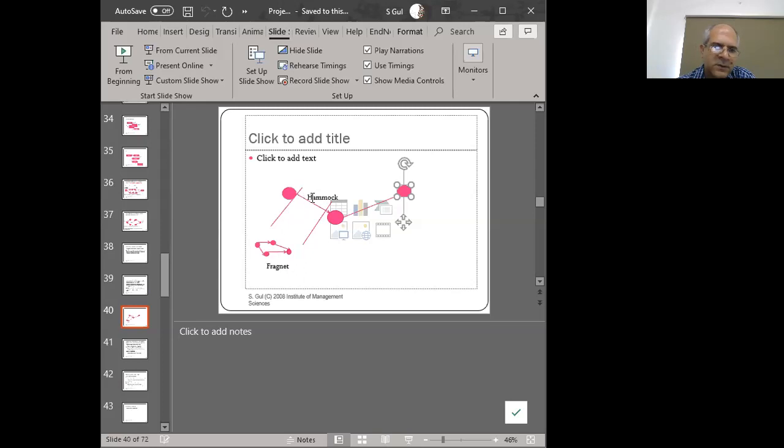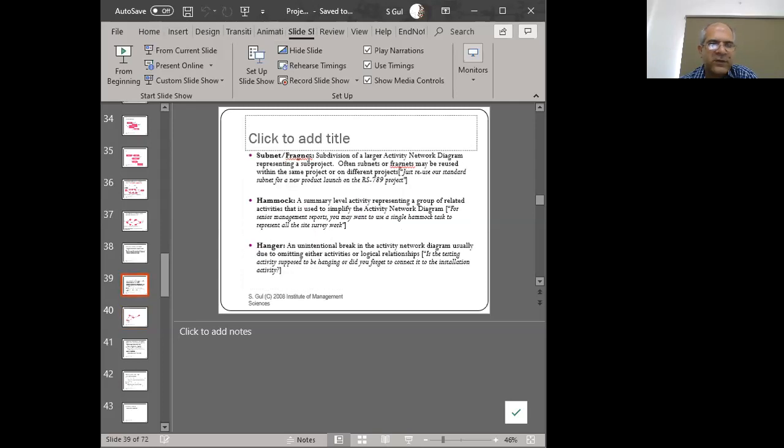So this becomes the hammock, and this becomes the fragnet, right? If we go to a higher level of abstraction, meaning we're pressing magical minus buttons in our software to make our network diagram simpler looking, more abstract looking, in that way we're looking at a hammock view of it. And if we expand the hammocks, we find that there are a lot of smaller network diagrams inside. These hidden network diagrams within the hammocks are known as fragnets, right? So fragnets are hidden inside the hammocks.